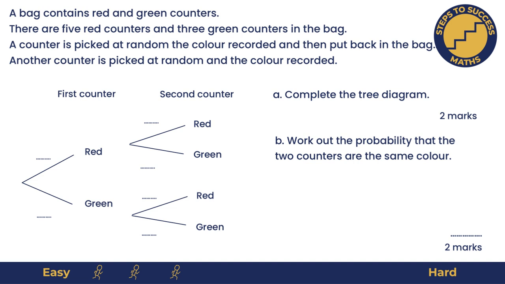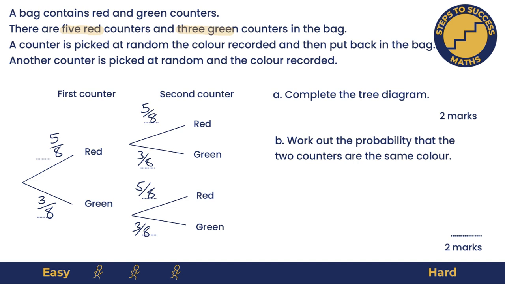Okay, so let's look at our tree diagram. We've got first counter, red or green. Second counter, red or green. So how many reds? Well, there are 5 out of how many counters? Well, 5 add 3 is 8. So 5/8 is the probability we get a red first counter. And remember the two outcomes add to 1, or you can see that there are 3 green counters. So 3 out of 8. And then because we put the counter back in the bag, those probabilities don't change for the second counter. So 5/8 and 3/8 and 5/8 and 3/8.